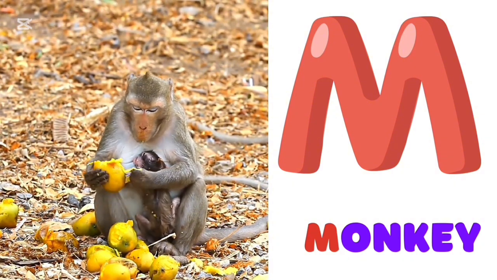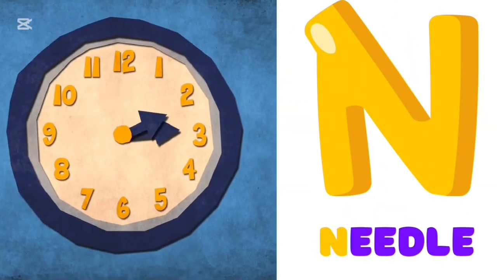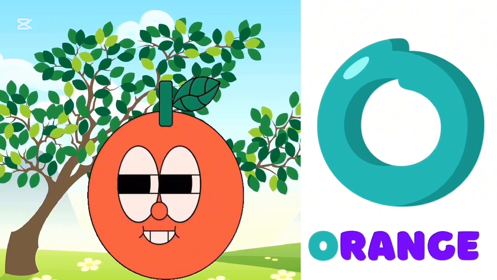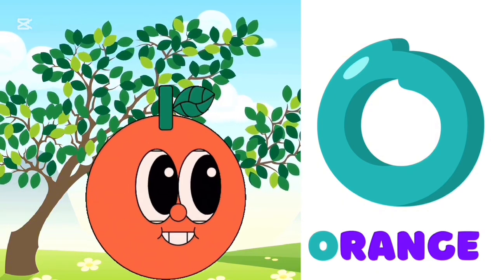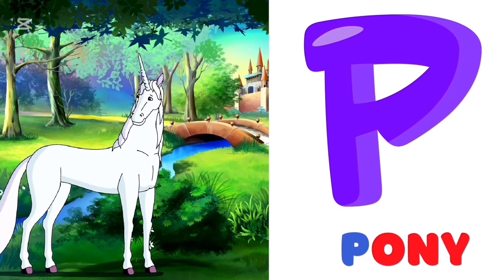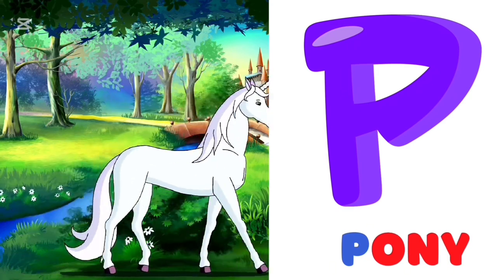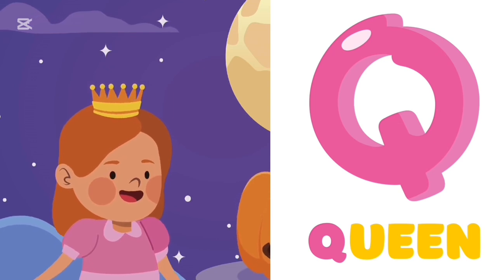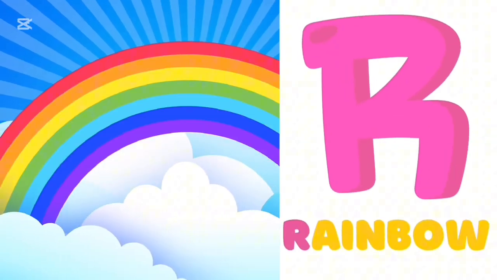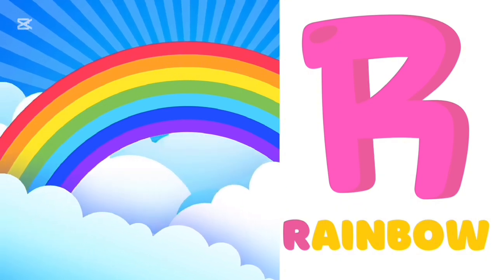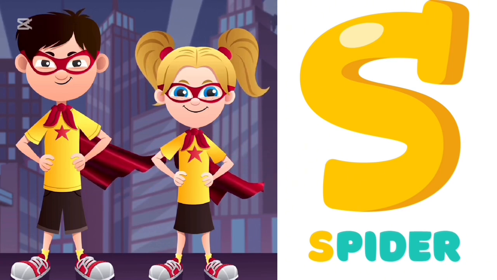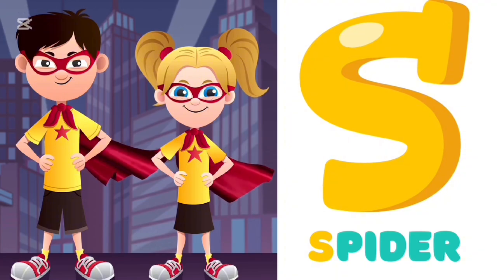Monkey. M, monkey. N is for needle. Needle. O is for orange. Orange. P is for pony. Pony. P, pony. Q is for queen. Queen. Q, queen. R is for rainbow. Rainbow. R, rainbow. S is for spider. Spider. S, spider. T is for tiger.